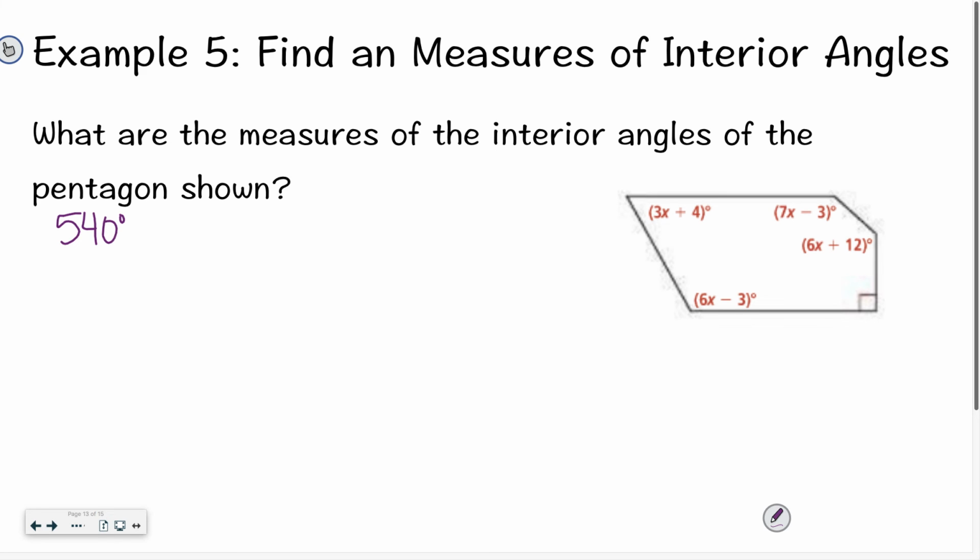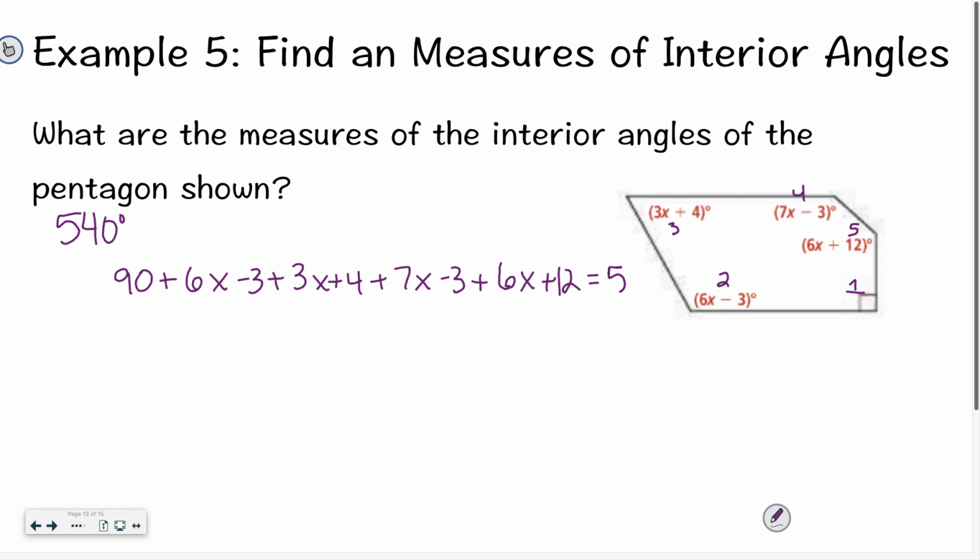So I have one angle is, let's see, 90. Let's say that this is my angle 1, 2, 3, 4, and we'll say 5. So angle 1 is 90. Angle 2 is 6x minus 3. Angle 3 is 3x plus 4. Angle 4 is 7x minus 3. Angle 5 is 6x plus 12. And I know that all of those added together have to equal 540 degrees.